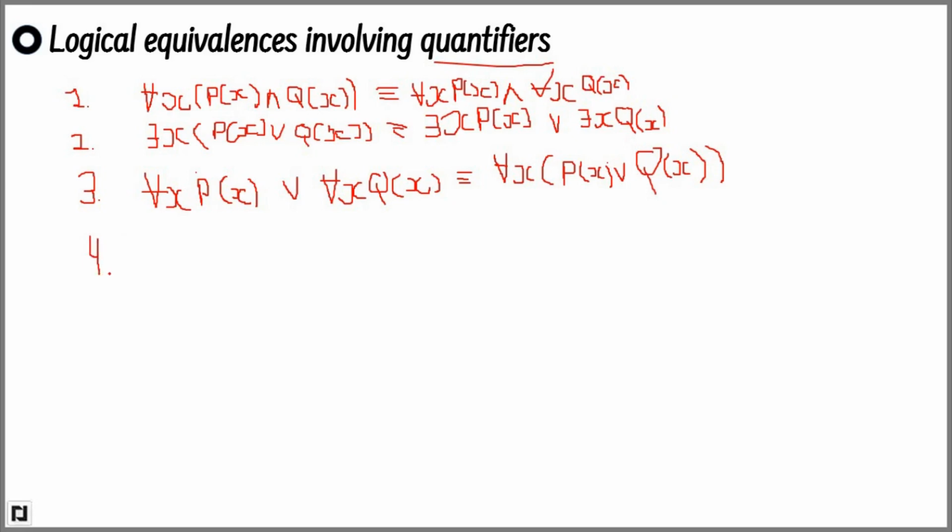And the last point is the existential quantifier is only one-way distributive over conjunction, which are there exists some x, P(x) conjunction Q(x) is equivalent to there exists some x of P(x) conjunction there exists some x of Q(x).